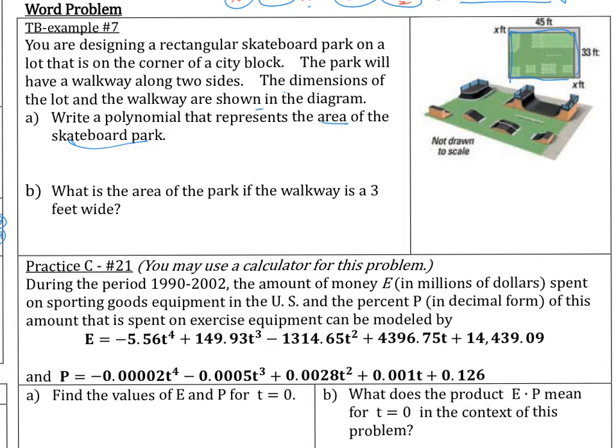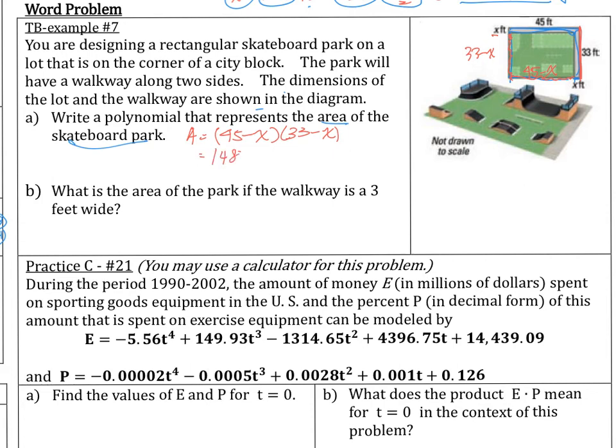So if the given entire length of the skateboard park along with the walkway is 45, if we subtract x, then we will get the length of the skateboard park. And then here we're given the entire width of the skateboard park and the walkway. So if we subtract x, we can get the width of just the park itself. So in here, the area would then be represented by 45 minus x times 33 minus x. And now we can solve.